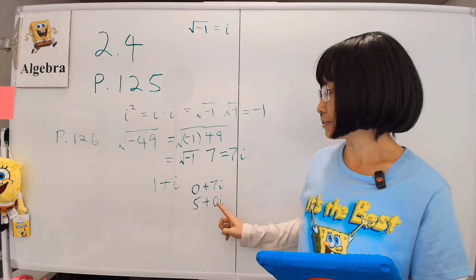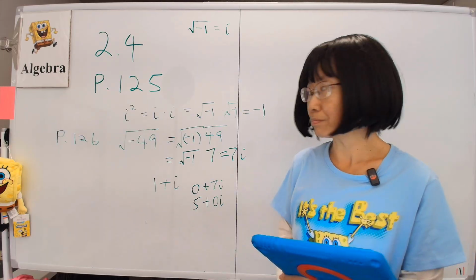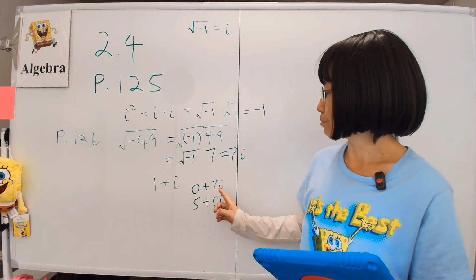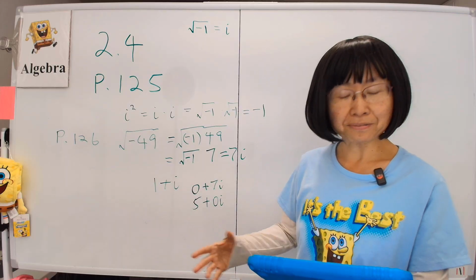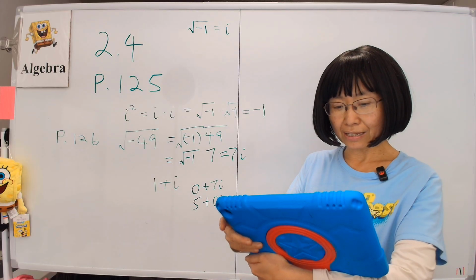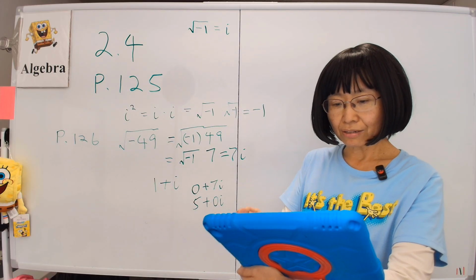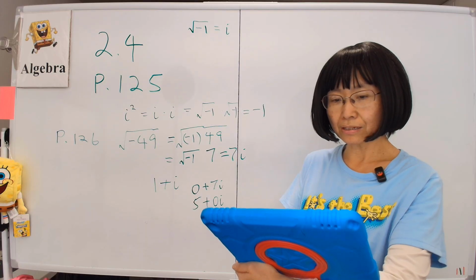It's just that I is 0 for the real numbers. And then the rest of the complex numbers will have I in the number. Now, either way, that is that. So let's go to the next page.